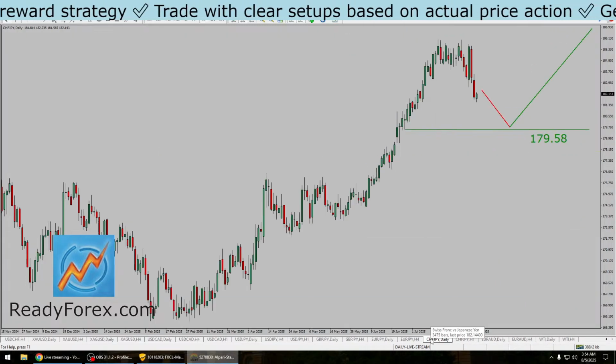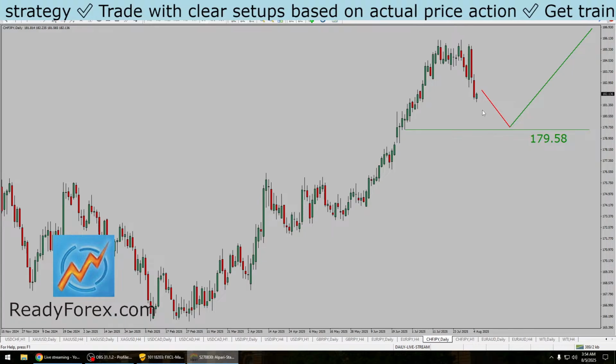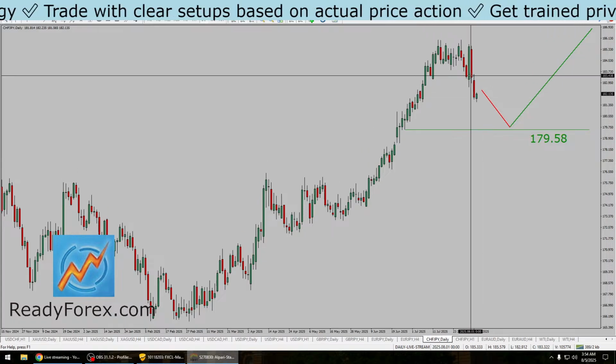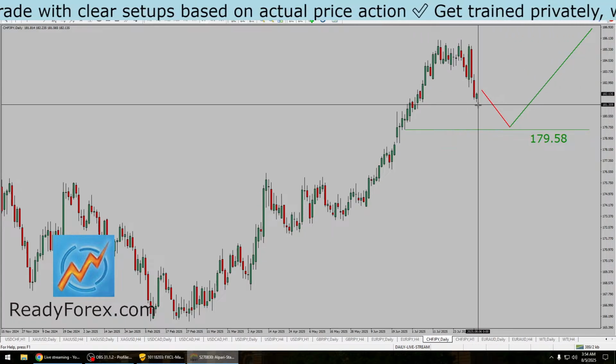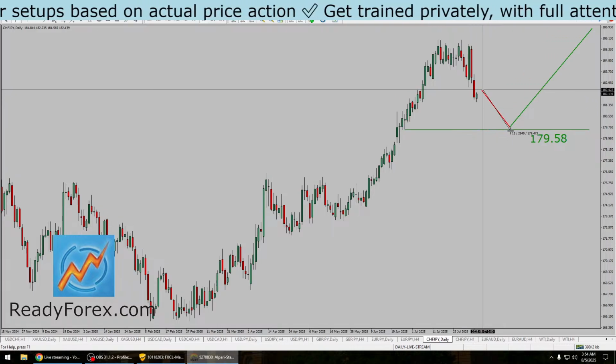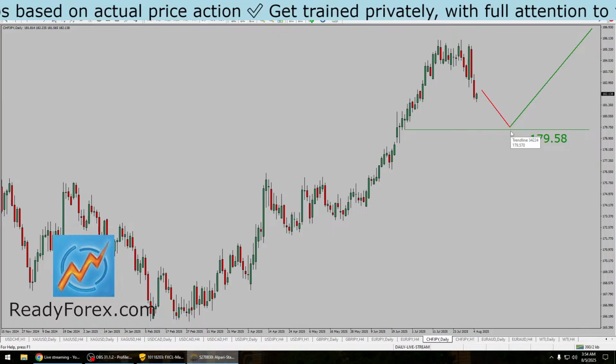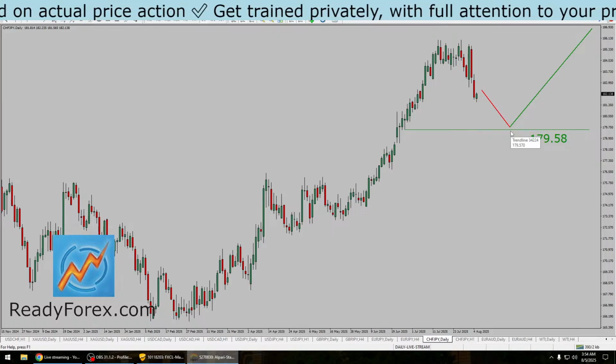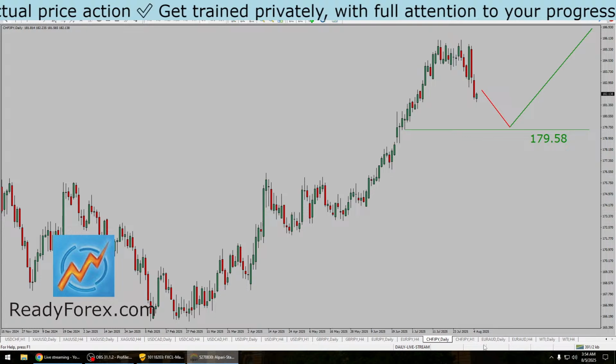Next one is the Swiss franc versus Japanese yen currency pair. The way I see, you got a break to the downside. The market is going to move a little bit sideways and then expect further weakness in price action towards 179.58. That's the support area down over here.